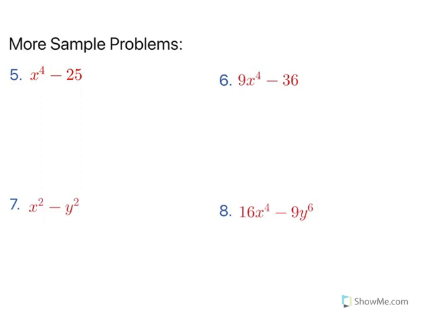Let's look at some more complex problems. This time, we have x to the power 4 minus 25. When we really think about that, it's like saying x squared times x squared. So the square root of x to the 4th power is equal to x squared. So in our parentheses, that's what would go in each one.